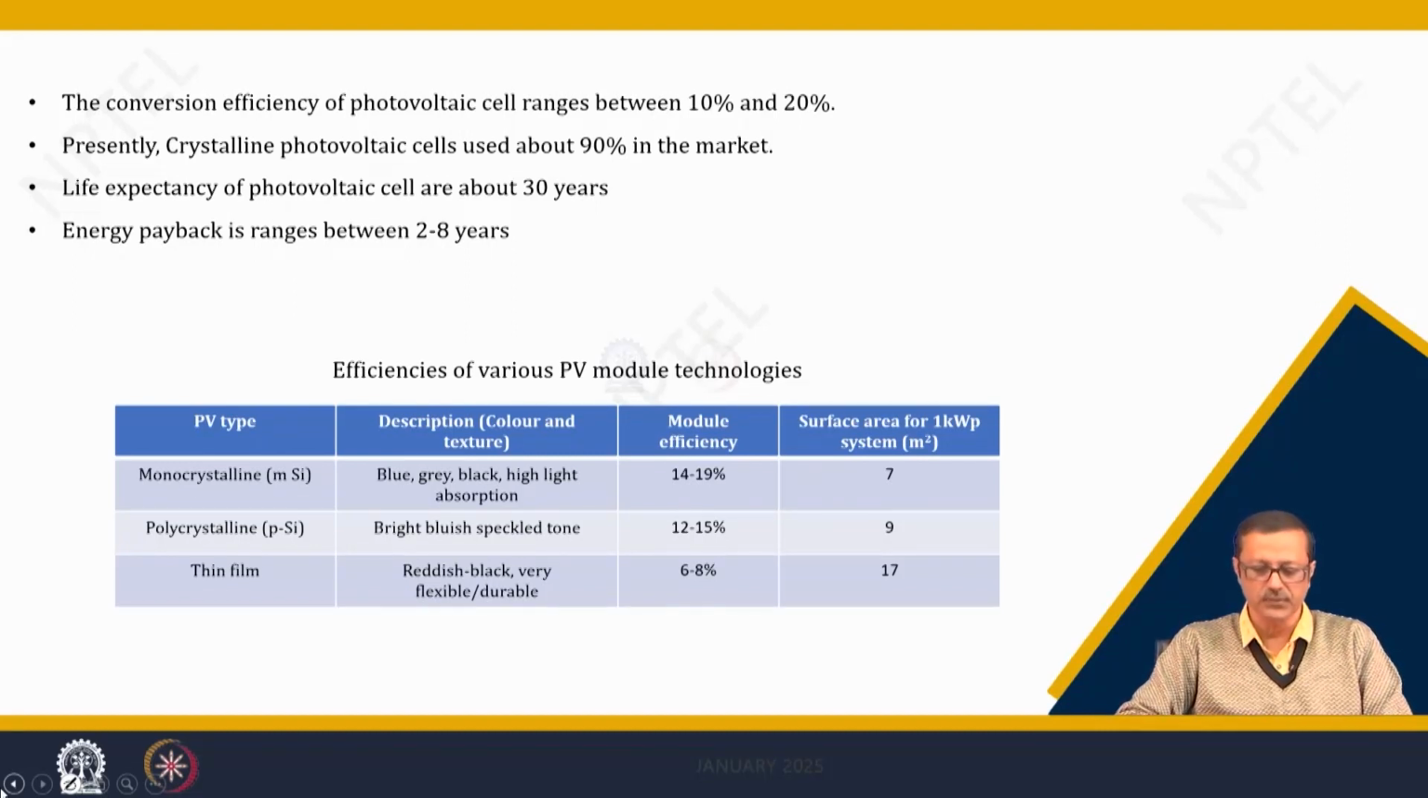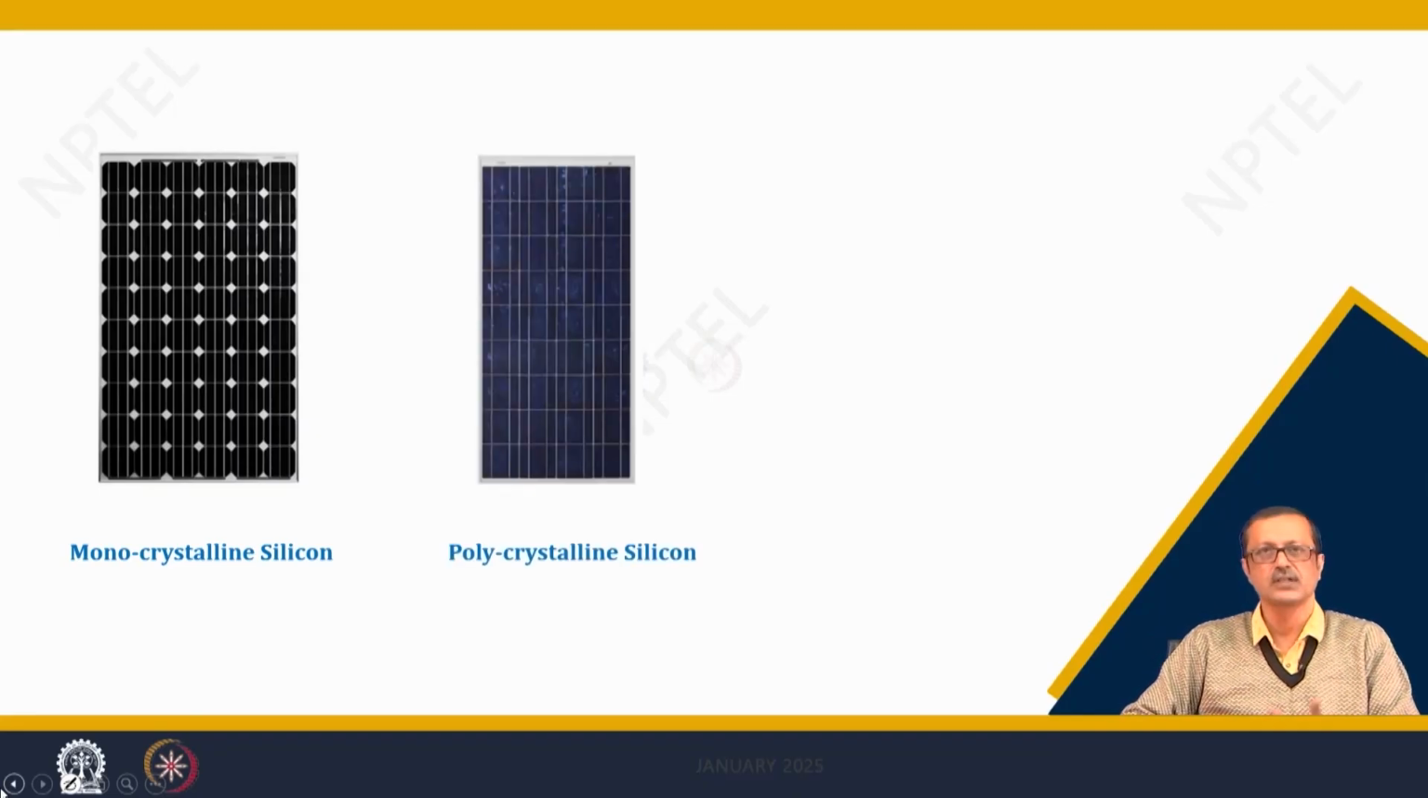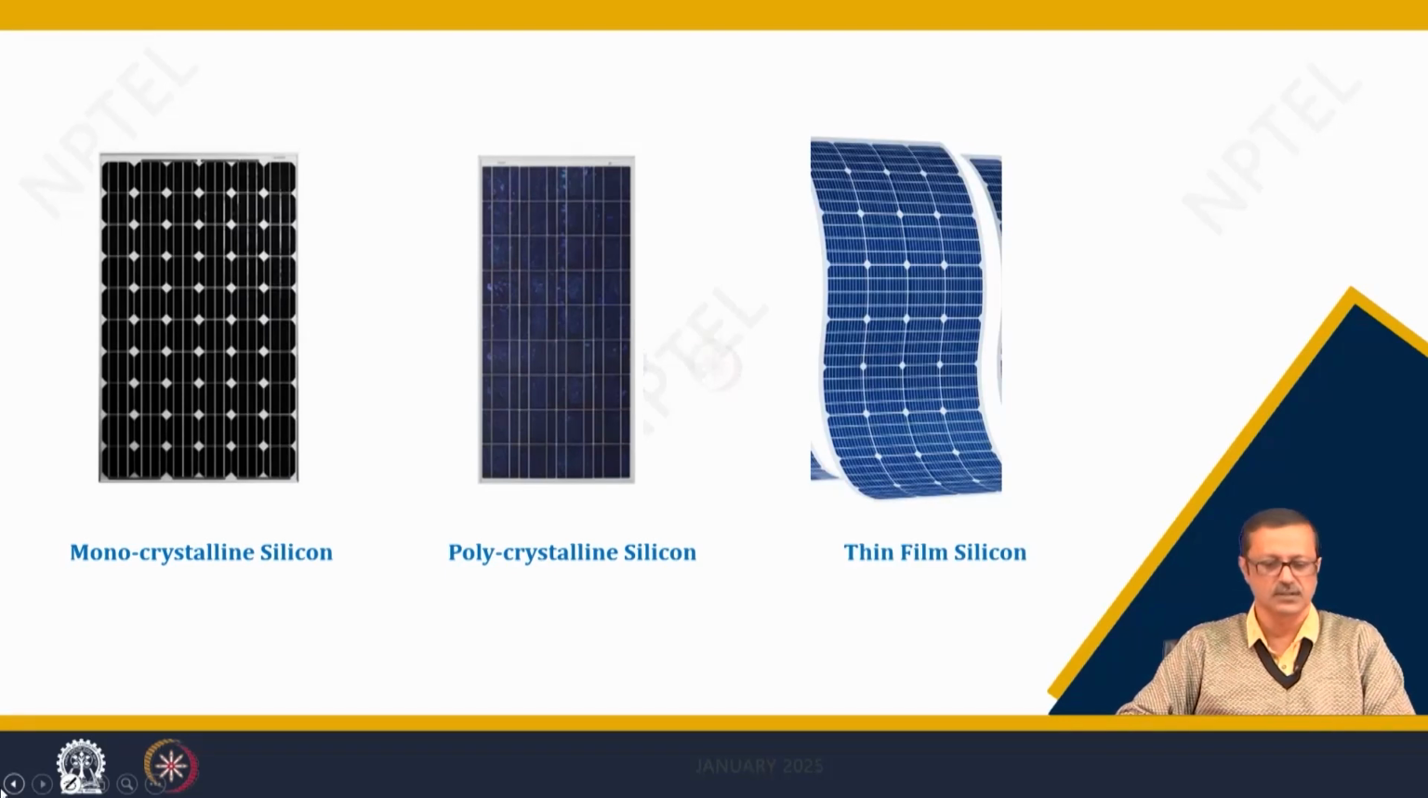So, we will go along with the module efficiency, because finally that will be counted from the energy generation point of view. Visually, if you want to differentiate, it will look like this: monocrystalline silicon. The polycrystalline silicons are a bit darker in color, and there are very close lines over there, and the thin films look similar to monocrystalline, but are very flexible in nature.